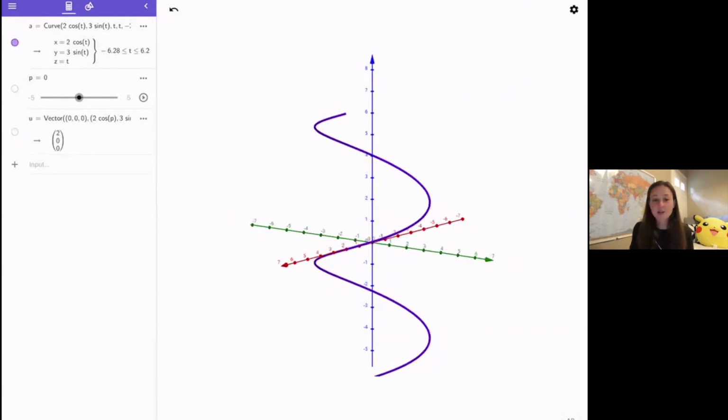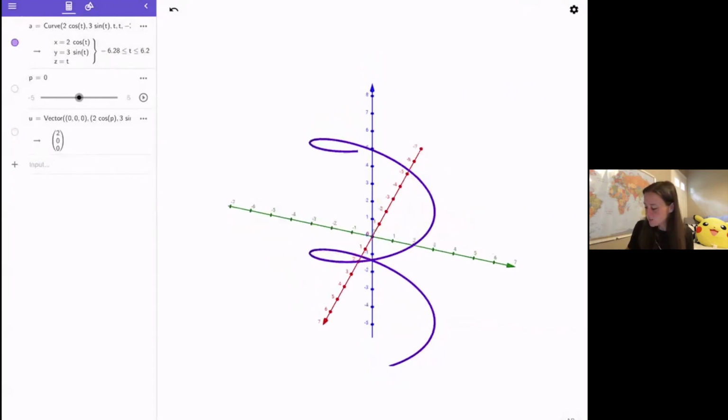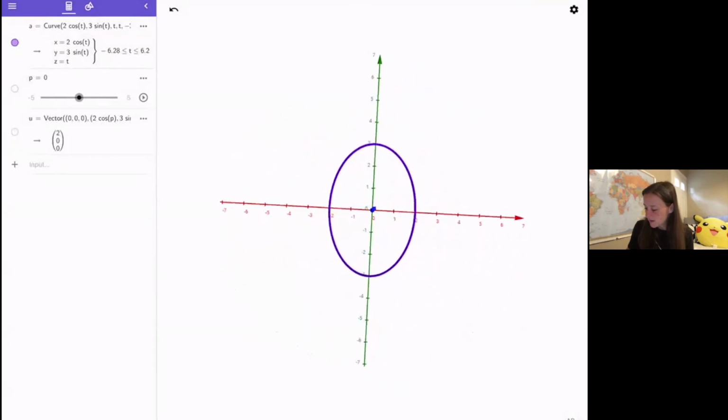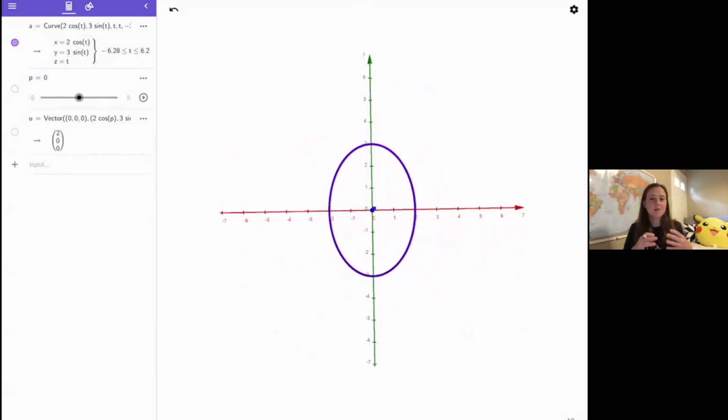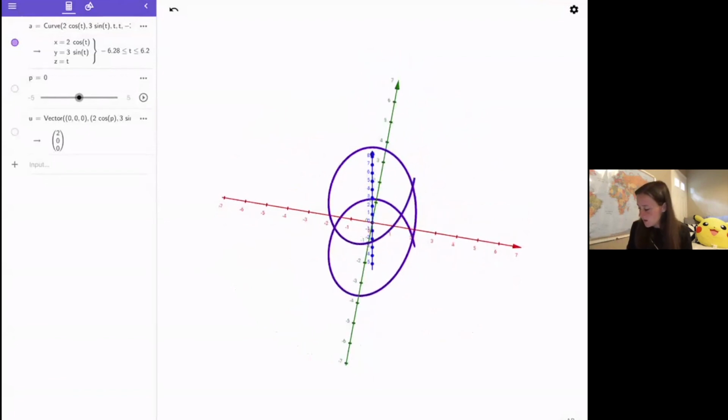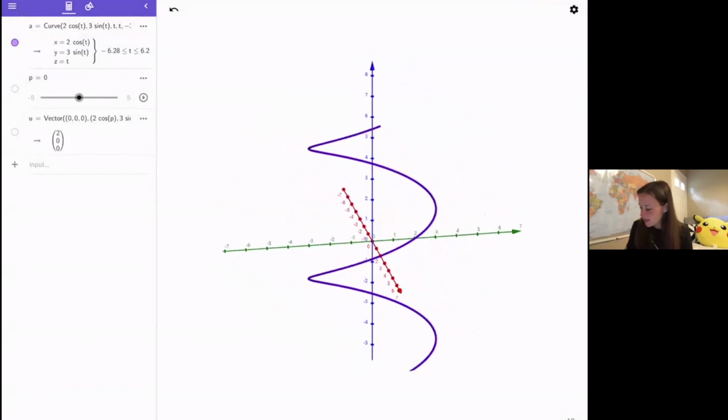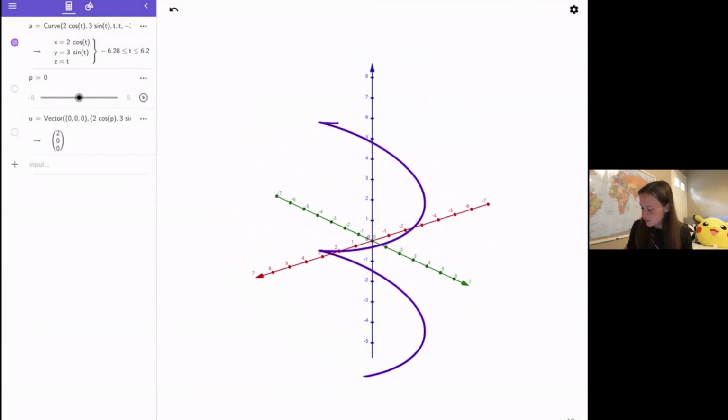All right, and look at this. If I look down from the top of the z-axis onto the xy plane, okay, this thing exactly projects onto an ellipse with an x radius of 2 and a y radius of 3. But then when we kind of stretch it out and let the z coordinate grow with the t, then it traces out this elliptical spiral.